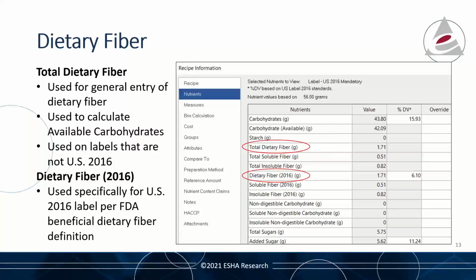Outside of the US 2016 label, we have the total dietary fiber field. So the total dietary fiber field must be populated when you're working with labels outside of that US 2016 label. And as I mentioned, the total dietary fiber field is used to calculate available carbohydrates. So again, the carbohydrates and the total dietary fiber fields must be populated if you intend to use the nutrient calculator to determine the available carbohydrates. And then again, be aware of the intended uses of these fiber fields and use those correctly.